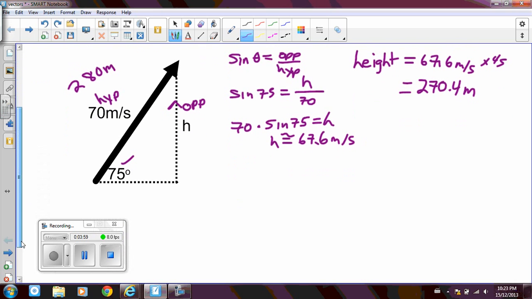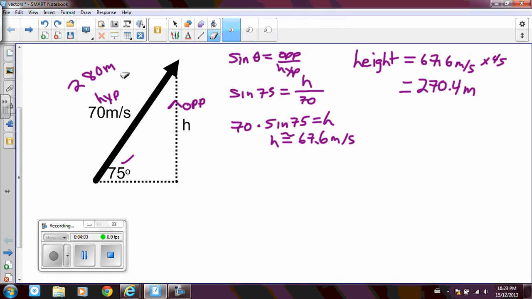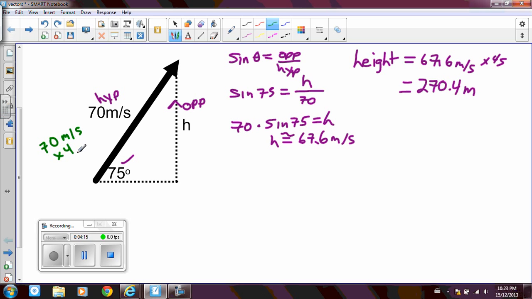Now, if we had tried it the other way using the 280, maybe I'll switch this just to show that it would have been fine. So recognizing that we're going 70 meters per second times 4 seconds, which is 280 meters. So essentially the rocket has traveled 280 meters in that direction.